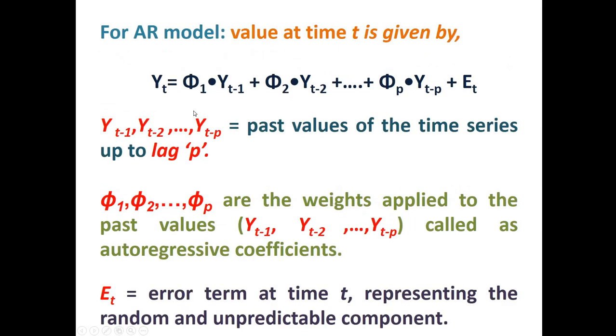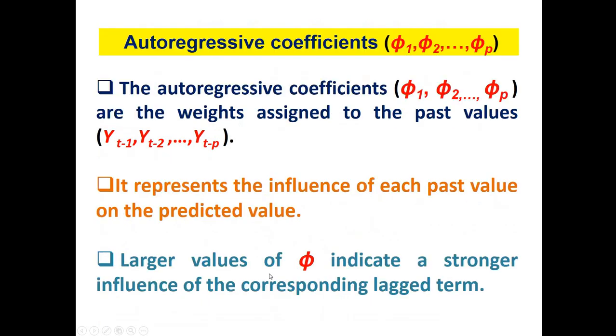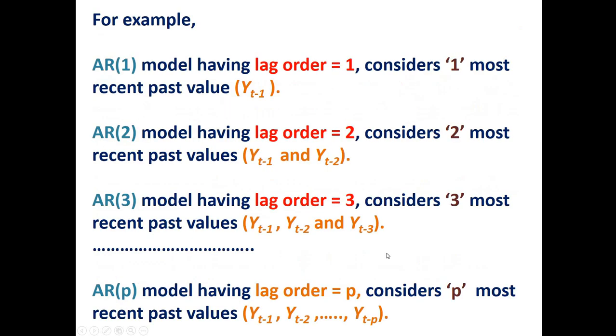So mathematically you can represent it like an AR model. Yt is equal to phi1, phi2, phi p, they are all weights, and these are the previous timestamps, plus error. So now the auto-regressive coefficients phi1, phi2, phi-p are the weights assigned to the past values, and they represent the influence of each past value on the predicted value. Larger values of phi indicate a stronger influence of the corresponding lag time.